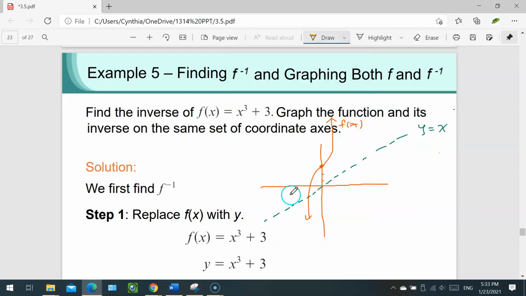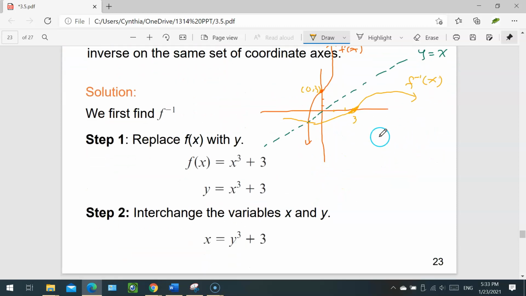So this part, when it reflects to here, it will turn this way, right? Here has (0, 3). When it reflects across the line, it turns to (3, 0). So we're passing through here, and then it will go this way. Okay? So this would be the inverse of f of x. These two functions are reflections of each other based on y equals x. We call this the mirror image of y equals x.